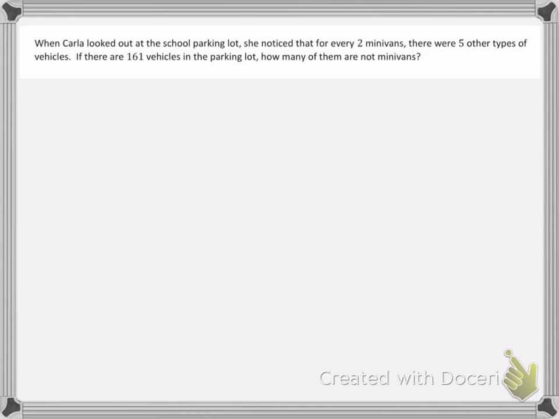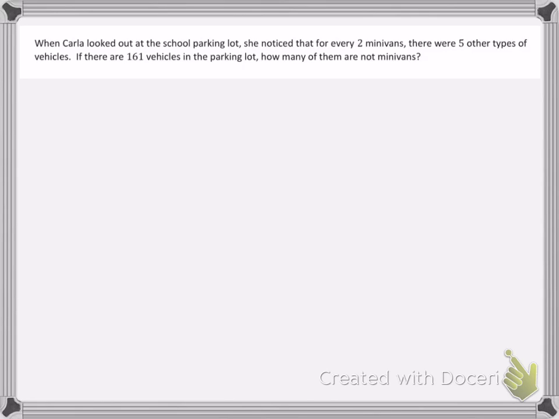We're going to use equivalent ratios to solve a problem here. And the first thing we do when we read this problem is to pick out the ratio. So let's read the problem and figure out what the ratio may be that's given to us. It says, when Carla looked out at the school parking lot, she noticed that for every 2 minivans, there were 5 other types of vehicles. If there are 161 vehicles in the parking lot, how many of them are not minivans?